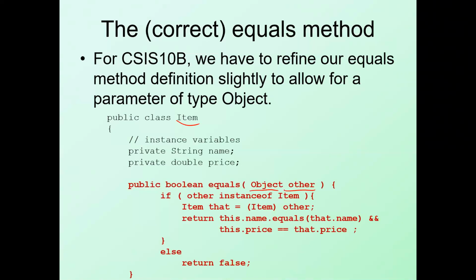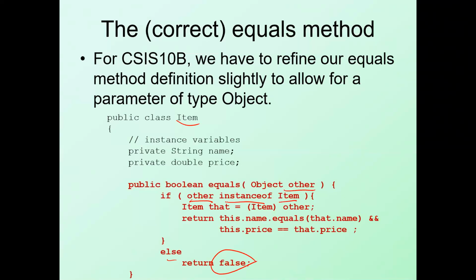So what you do, because other is an undifferentiated object, is figure out whether it's the right kind. First of all, if you're trying to see if an item equals a string, the answer right away is just false, right? Items are not going to be the same as a string, because they're two different kinds of objects. So you can check to see if other is an instance of the item class. If it's not, you just say false, it's not the same.